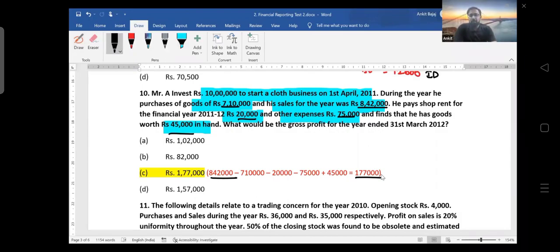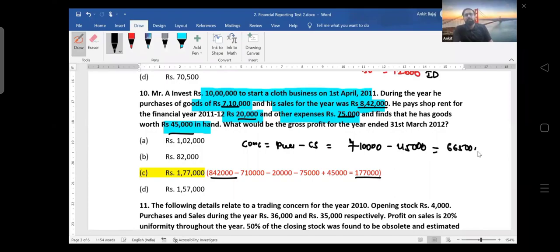Or else you can calculate the cost of material consumed, right? So how will cost of material consumed be calculated? It is very simple. To calculate cost of material consumed, you do purchase minus closing stock and you will get the same answer. You will not have to add closing stock here. So how much is the purchase? Purchase is 7,10,000 and closing stock is 45,000. So cost of material consumed is going to be how much? Minus 45,000, so it is going to be 6,65,000, the cost of material consumed, right? So sales is given 8,42,000, minus cost of material 6,65,000, right? Minus you can subtract rent, that is 20,000, and you can subtract 75,000, right? And you will get the answer, that is 1,87,000. This is the alternative method to solve this question, right?